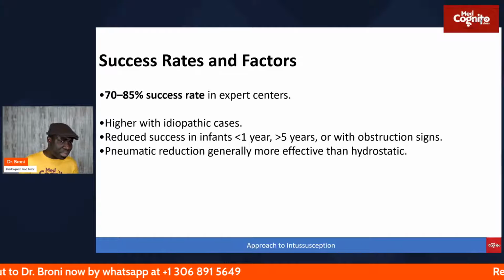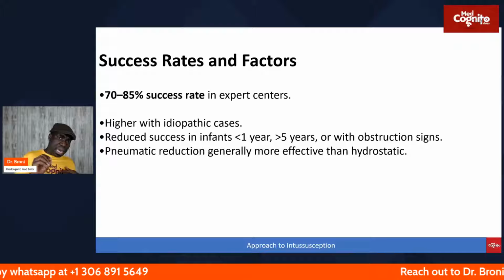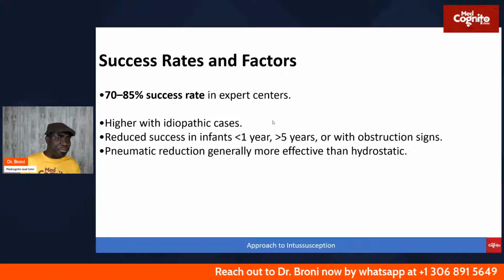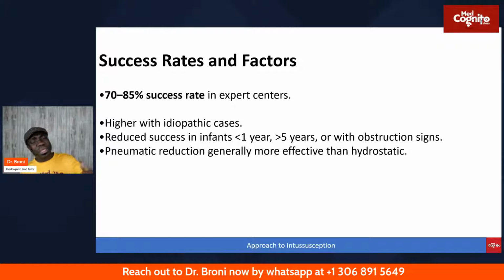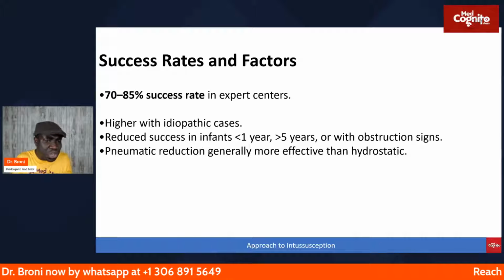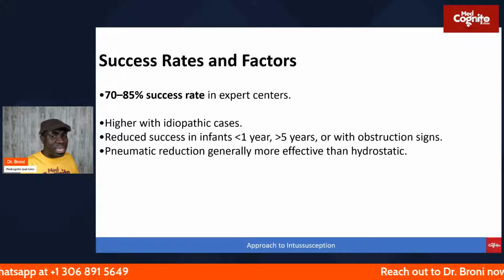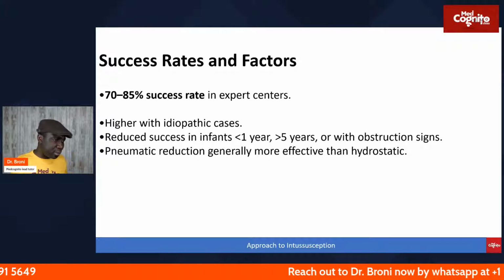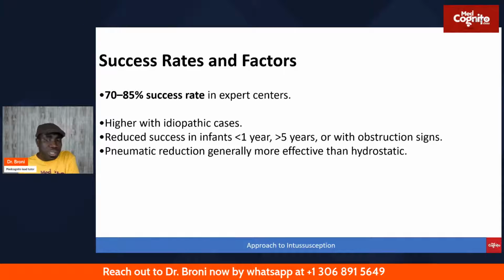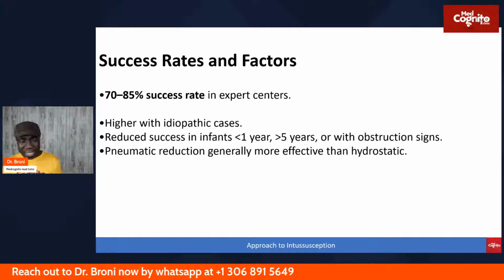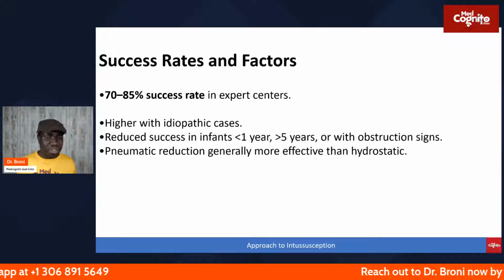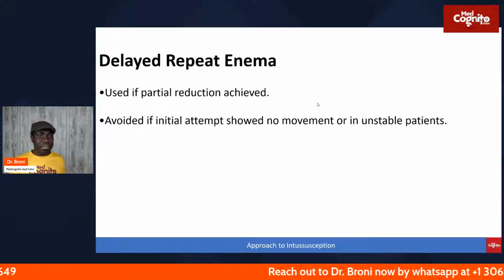Now, what's the success rate? In expert centers, your success rate is about 70% to 85%. And you see more success in pediatric cases. The success rate reduces in children who are less than 1 year or more than 5 years. And pneumatic reduction is generally more effective than using fluid. So you can just use the air, go through the rectum, and the pediatric surgeons know what they do.